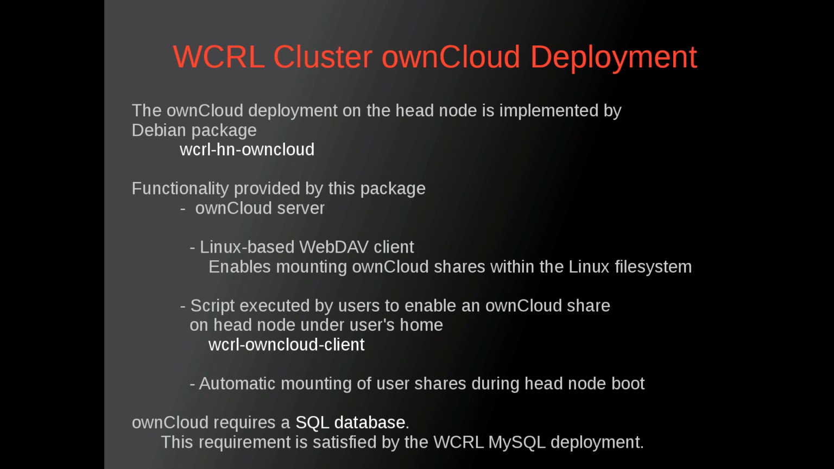Moving specifically to the WCRL cluster ownCloud deployment, the deployment on the head node is implemented by a Debian package. The functionality provided by this package is the ownCloud server itself, a Linux-based WebDAV client which enables mounting ownCloud shares within the Linux file system, a script executed by users to enable an ownCloud share on the head node under the user's home directory, and automatic mounting of user shares during head node boot.